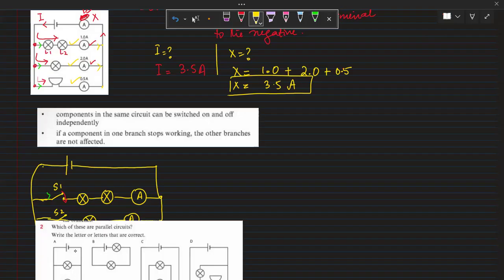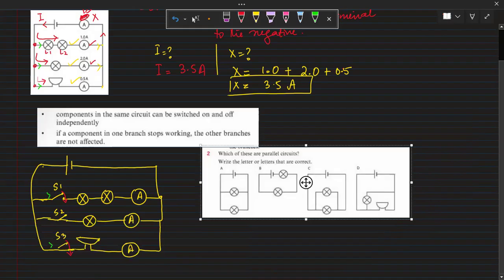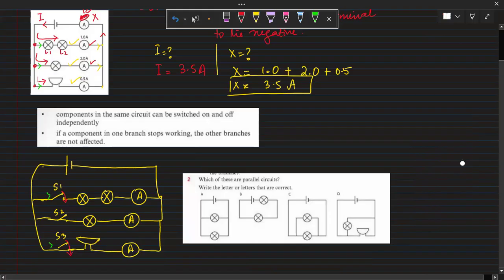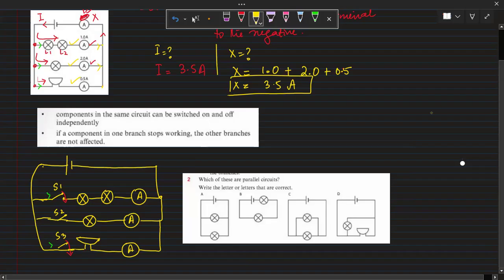And now we are going to talk about another concept which is given in this question. Which of these are parallel circuits? Write the letter or letters that are correct. So in a parallel circuit, each component is directly connected to the supply.